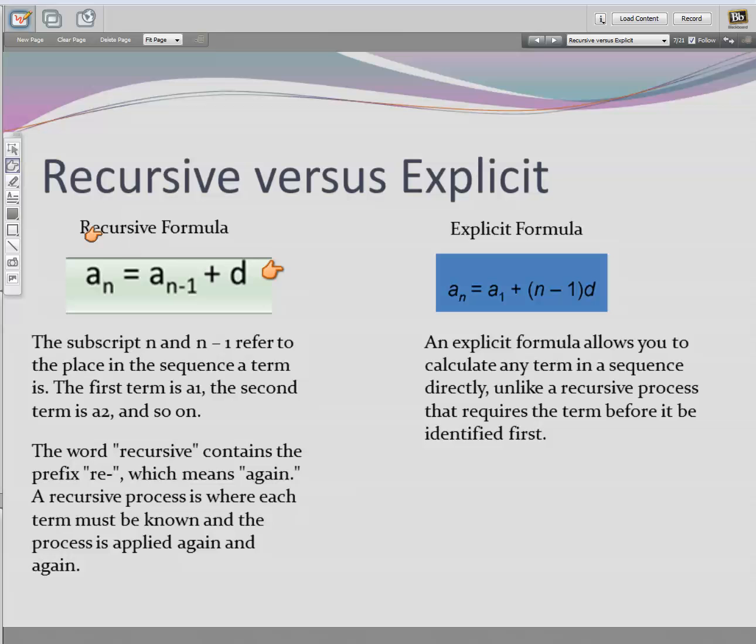We don't use the recursive formula that often. Like I had mentioned earlier, we generally stick to the explicit formula when we're finding and evaluating certain terms in our sequence.